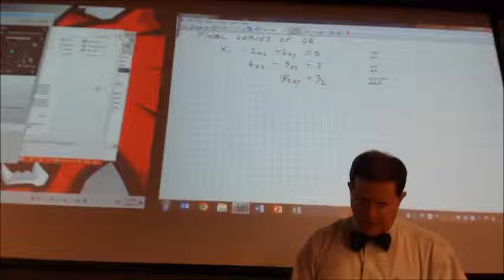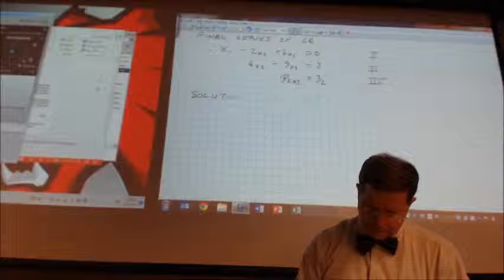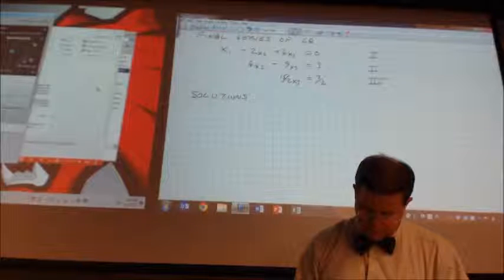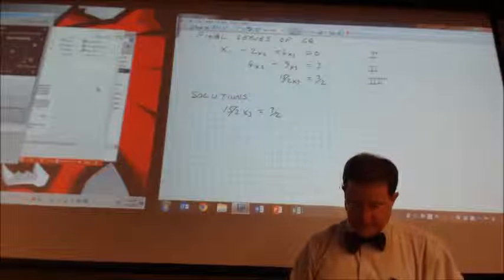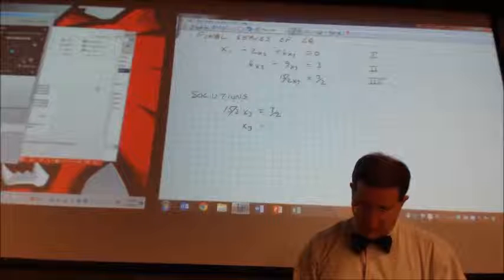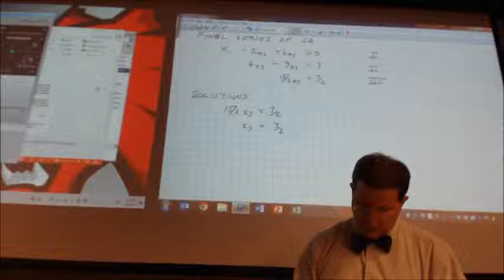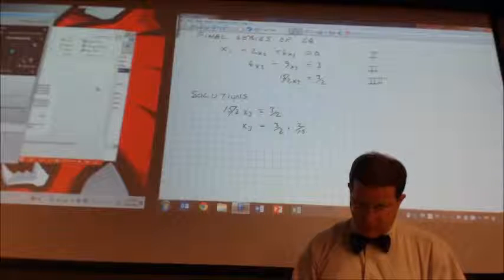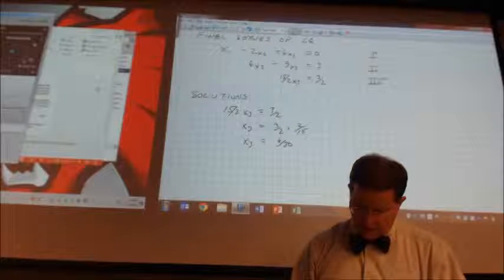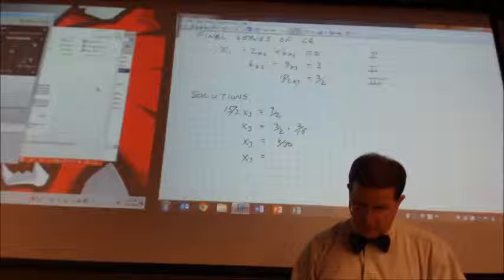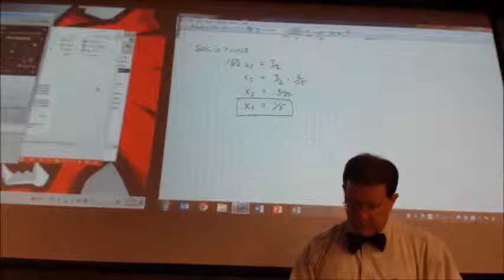So let's do solutions. So 15 halves x3 equals 3 halves, right? x3 is going to equal 3 halves times 2 over 15, right? 6 over 30, so 1/5. So there's our first solution.